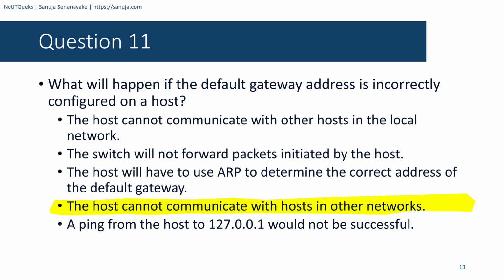So instead, the IP packet has to be sent to the router, which is the default gateway, and the router will route or forward the packet towards the destination. In other words, if the default gateway is incorrectly configured, the host can still communicate with other hosts in the same network, but won't be able to reach devices outside of that network. So that's the answer to that question.